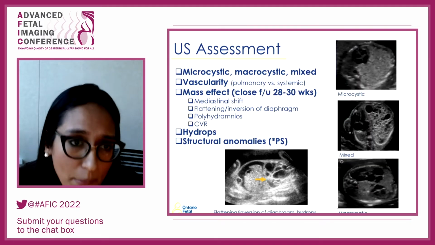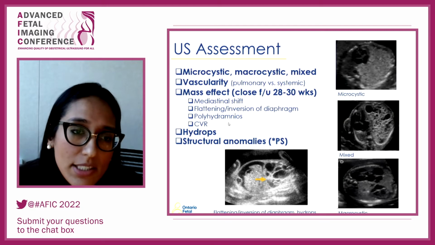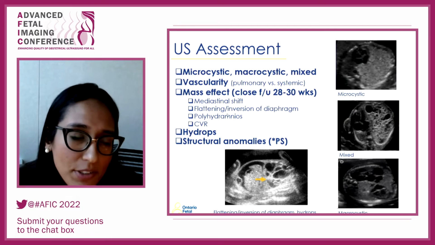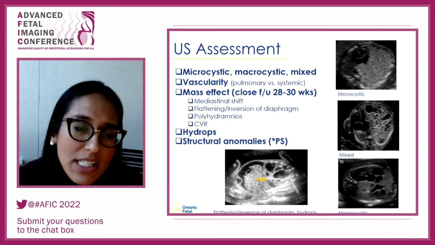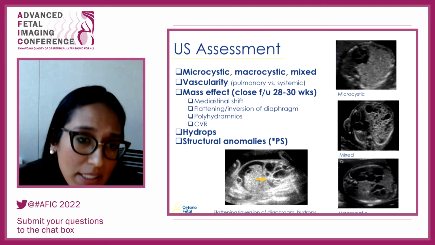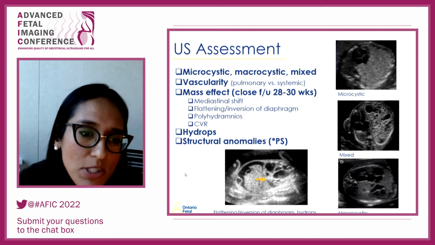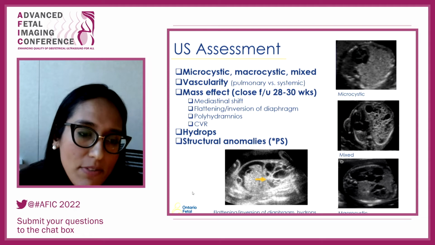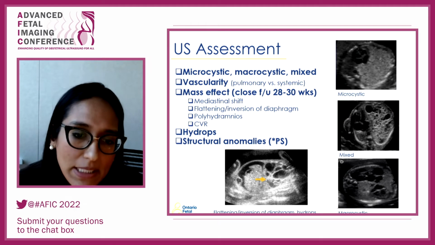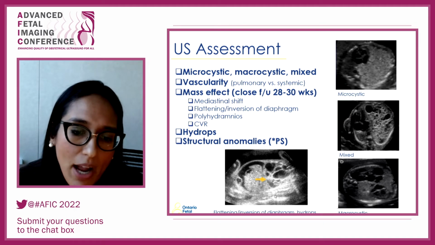So again, to summarize, when you see these echogenic lung lesions, you want to know: are they microcystic, macrocystic, are they mixed? Is there vascularity from the systemic circulation? Is there a significant mass effect, mediastinal shift, or flattening of the diaphragm? Is there polyhydramnios? And we talked about the CVR, and the presence or absence of hydrops and other structural anomalies. And again, this is just a picture here looking at the diaphragm and its inversion.